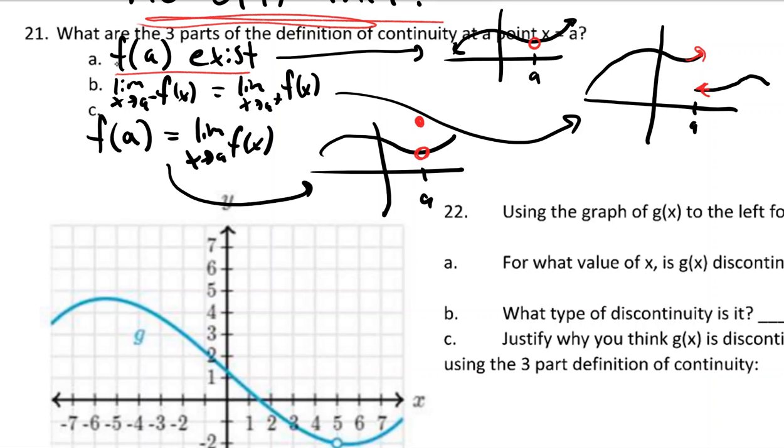But the first part of continuity is fine. f of a exists. There is a point when x equals a, so that's not messed up. The second part of continuity is fine because the limit from the left is equal to the limit from the right. But for you to not have this break, this point just doesn't need to exist. It has to be plugged in right here. So the y value for that x value, f of a, has to be equal to what it's approaching on the left and the right.